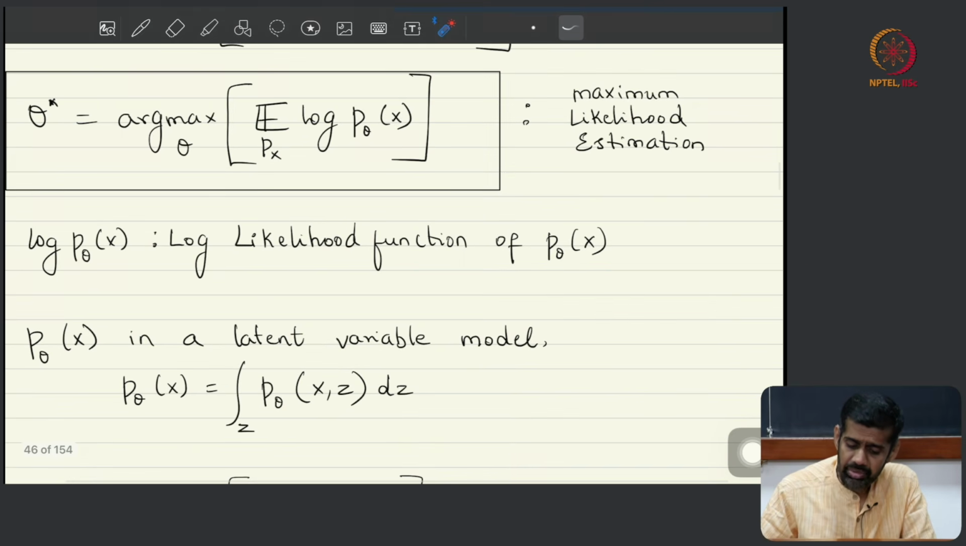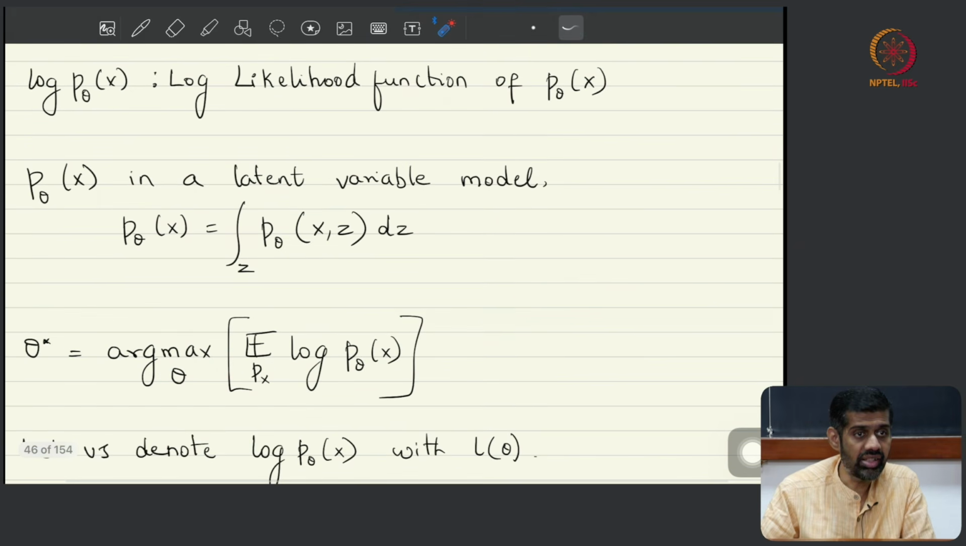Okay, this term I will not repeat the definition. Log likelihood of this function p_theta(x) is the model log likelihood. So, what we maximize is the model log likelihood, p_theta is our model, we are maximizing the log likelihood of that model p_theta, that is what we are trying to do. Are we good so far?